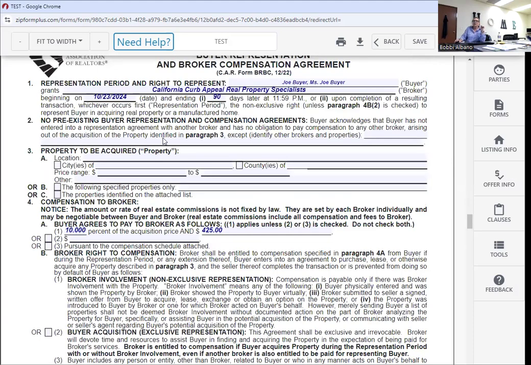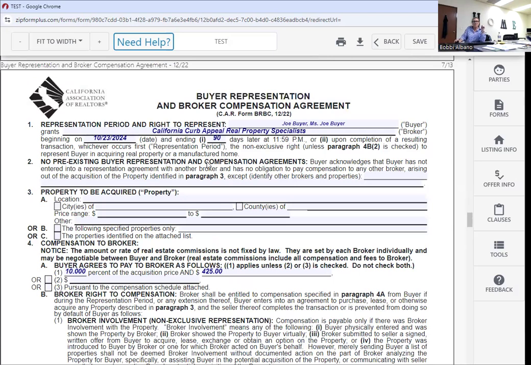Basically, it's an agreement between you and your buyer that your buyer's agreeing to pay for those services that you're providing. And quite honestly, I think this is a great move. I think it's a good conversation to have before you go through all the work that you go through when you represent a buyer. So I think I'm going to go ahead and stop sharing.